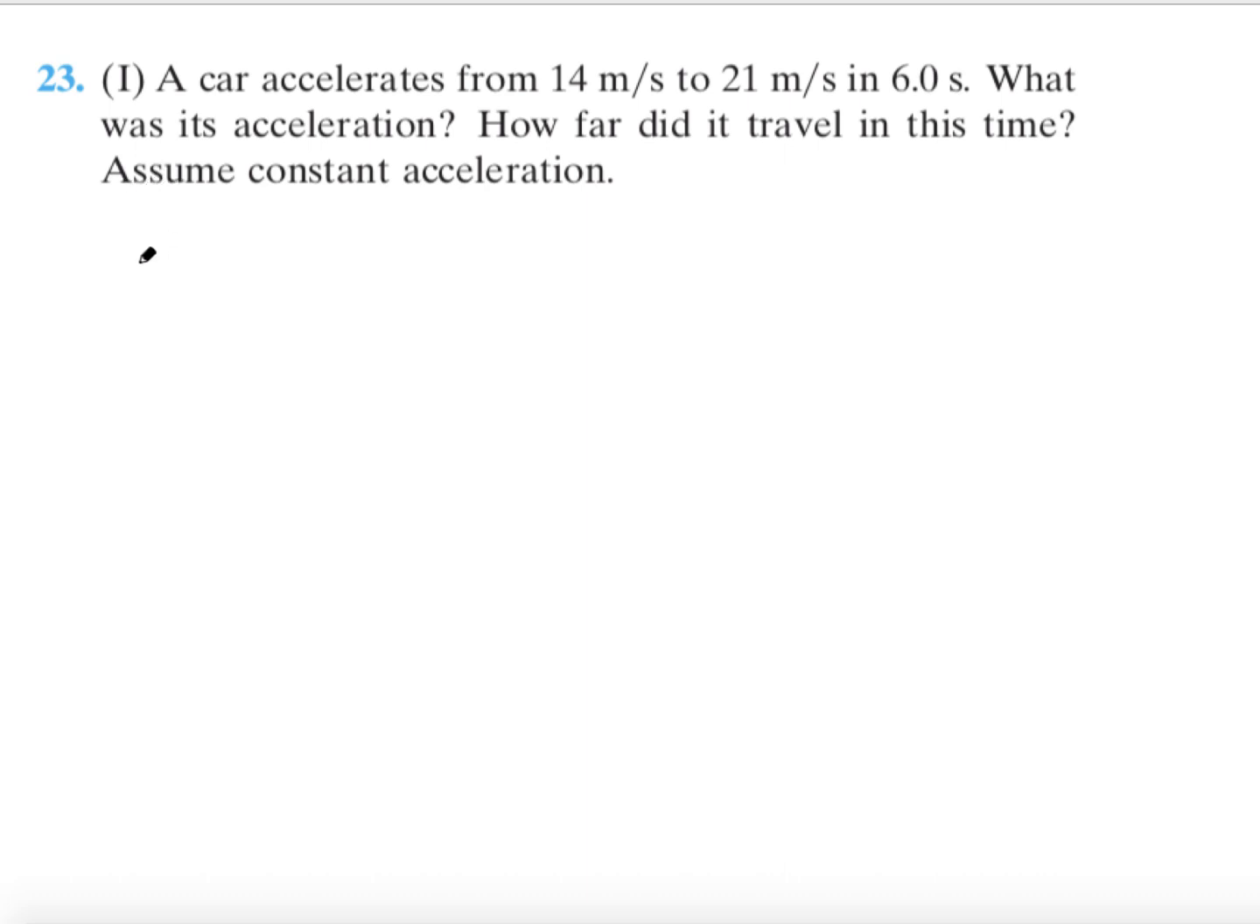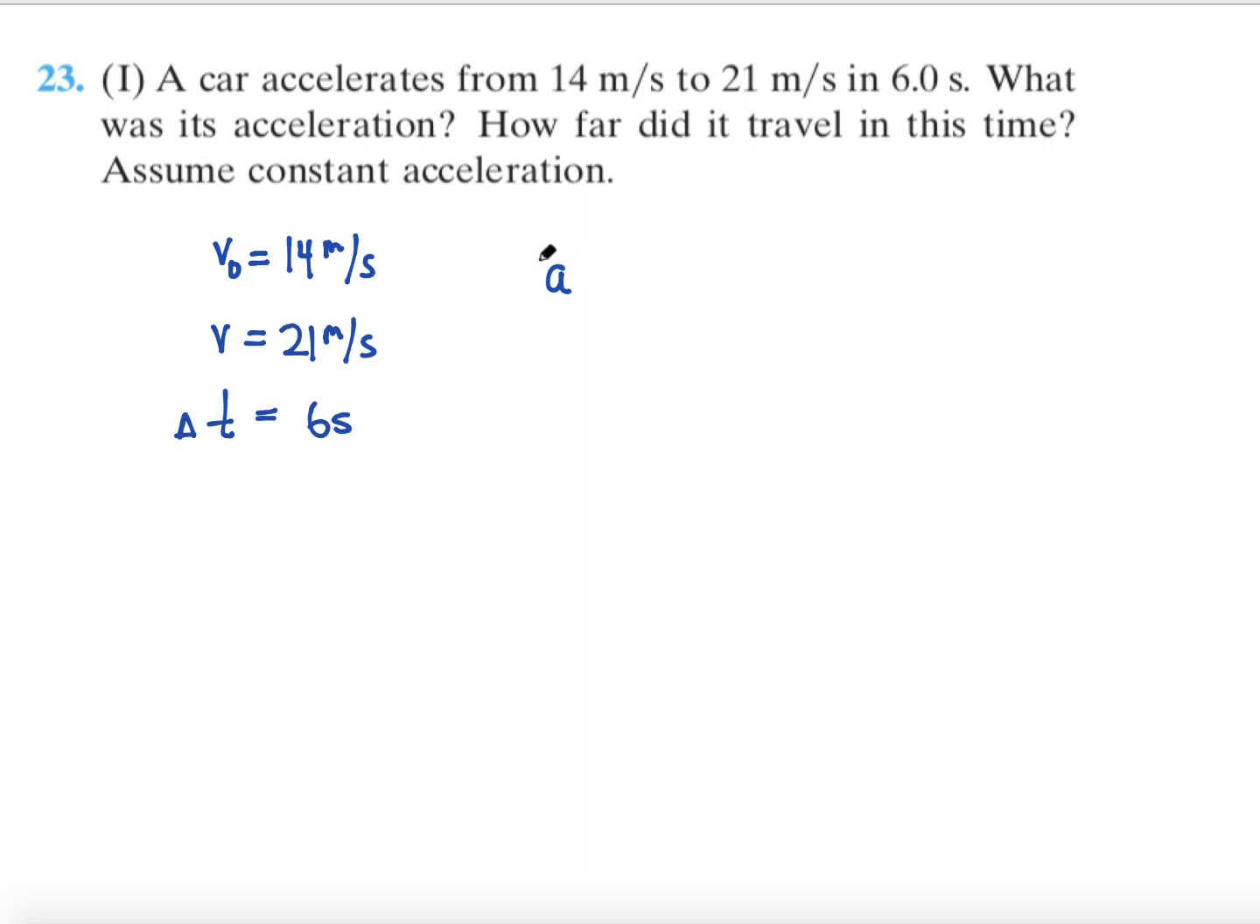So, number 23 from the Giancoli text says, a car accelerates from 14 meters per second to 21 meters per second in 6 seconds. So, in order to build our problem-solving technique, we're going to start writing out our givens, our knowns and our unknowns. So I have from 14 meters per second, that's V initial of 14 meters per second, to 21 meters per second, that's my V final, in 6 seconds, so my time is 6 seconds. And now I can say this is t, or more specifically delta t. So I want to calculate its acceleration.